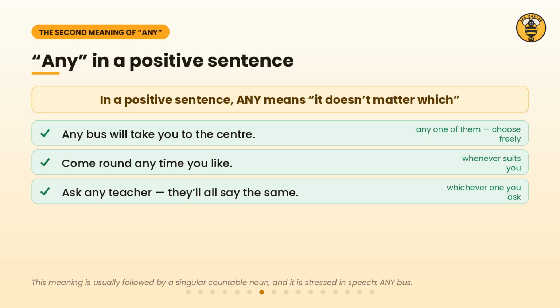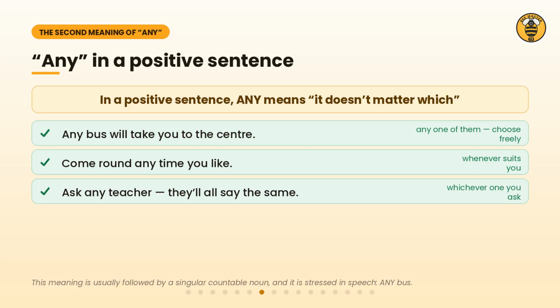Now, a lot of learners believe any is only for negatives and questions. That is not quite true. Any appears in positive sentences as well, and there it has a completely different meaning. It doesn't matter which. Any bus will take you to the center. That does not mean 0 buses. It means all of them work. Pick whichever one arrives first.